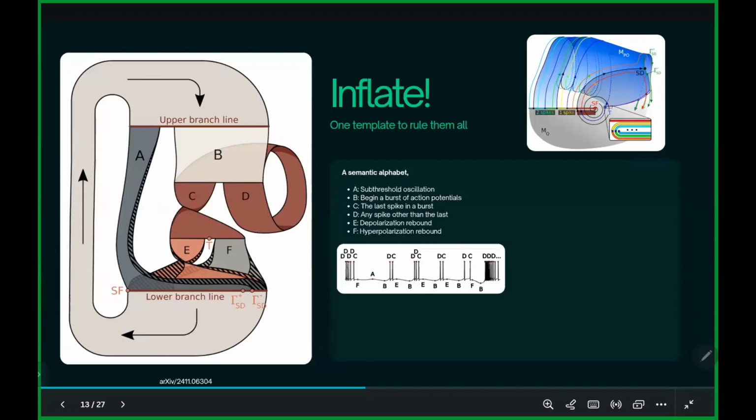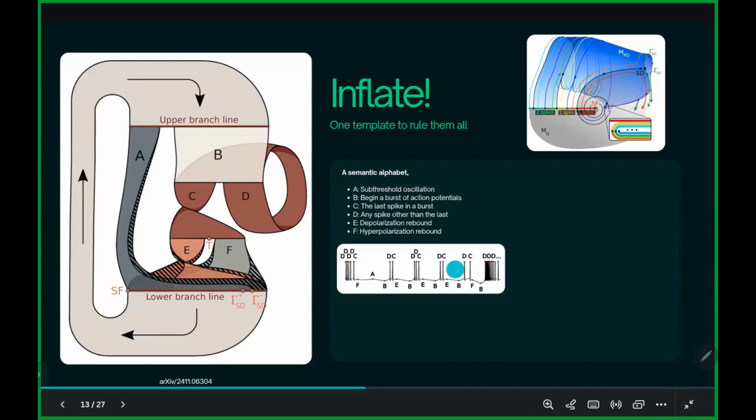So you can label all your branches, and you get a semantic alphabet for events that occur in the dynamics. So A is like a subthreshold oscillation. You start a burst at B, you do a few spikes on D, and then you end your burst with a spike on C, and then you can come back with an orientation reversal or not. And then you just start over again. You have an oscillation on the dune. So that's a subthreshold.